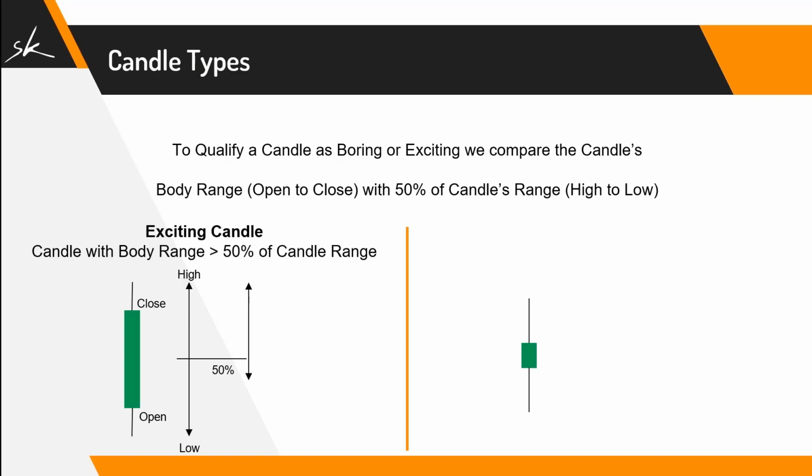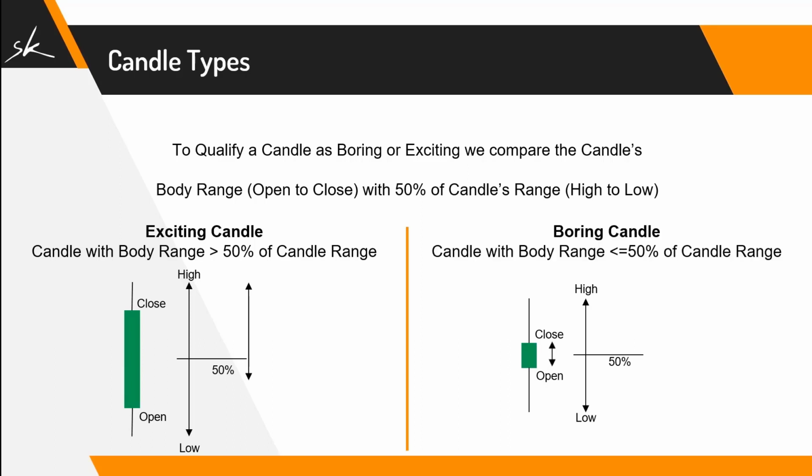If you look at the next candle, the body range is from the open to the close and the candle range is from the high to the low. Comparing the body range with 50% of candle range, we can see that the body range is less than 50%. Therefore, we will be calling it a boring candle.